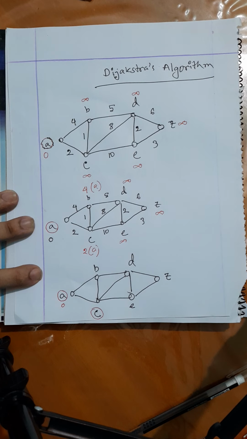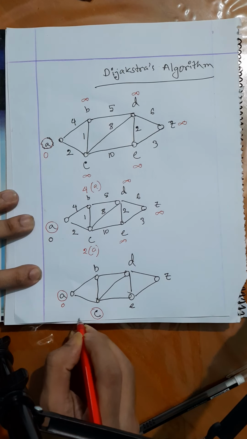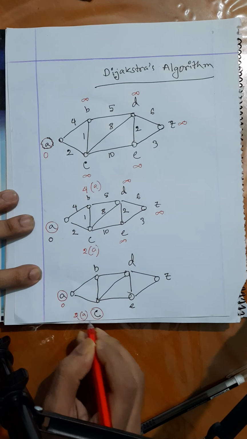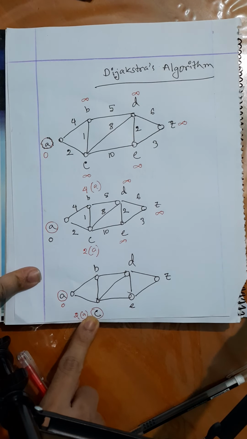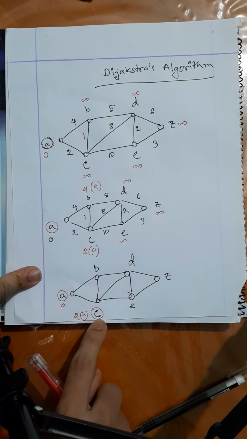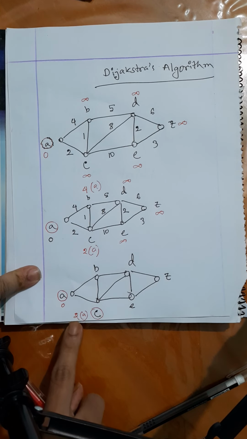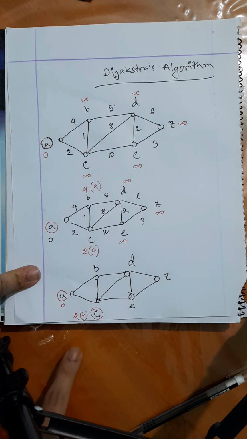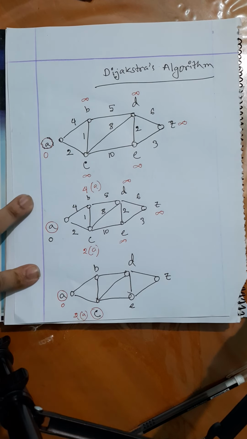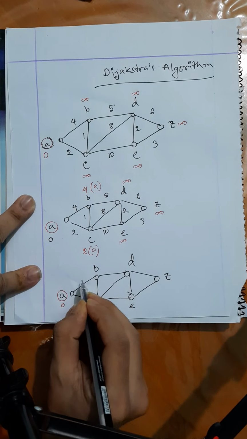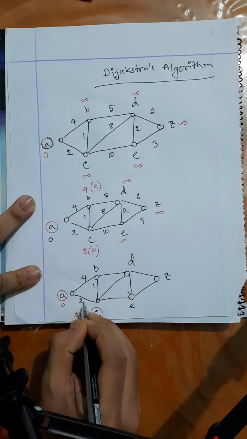C already had a distance value of 2. Remember, when we are circling out a node, that means the distance value at that node is final. There is not going to be any smaller number in that node anymore. So the distance value of C is final, which is 2. But the distance values of other nodes can still change. I did not initialize the costs here. Let's just keep them there.